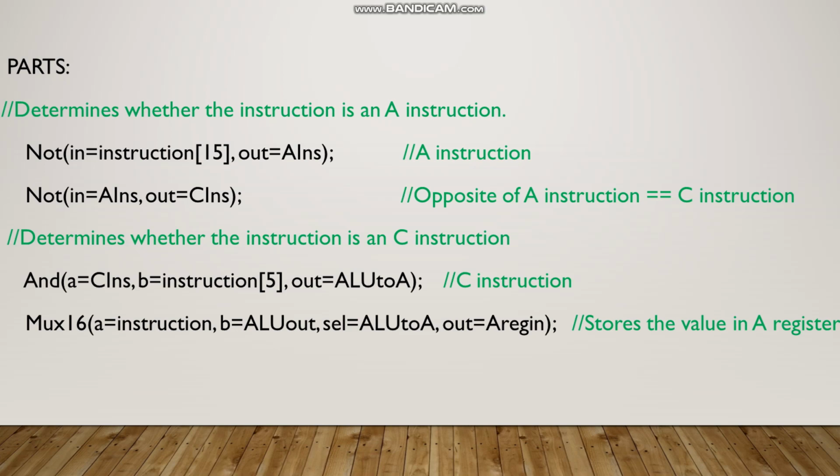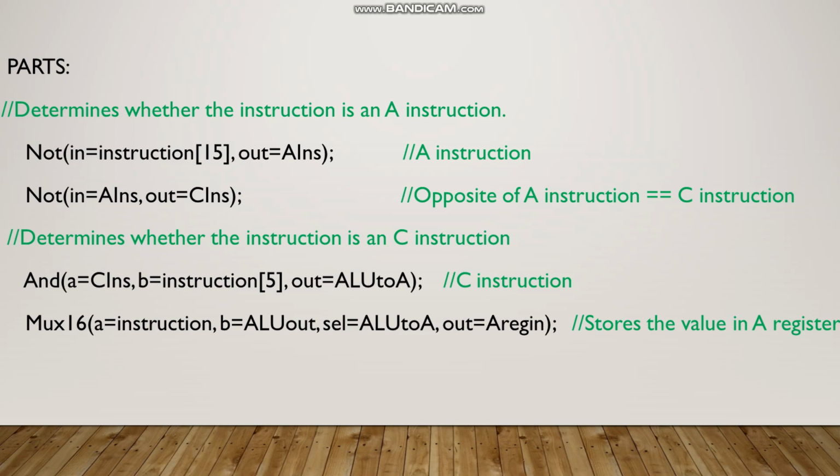an instruction coming into the CPU from the instruction memory is an A instruction. But first, the CPU decodes the 16-bit instruction into an opcode and a 15-bit value. If the opcode is 0, then the instruction is an A instruction, whereas if the opcode is 1, the instruction is a C instruction.